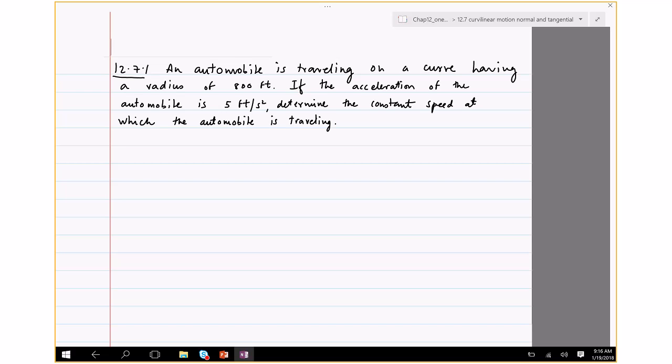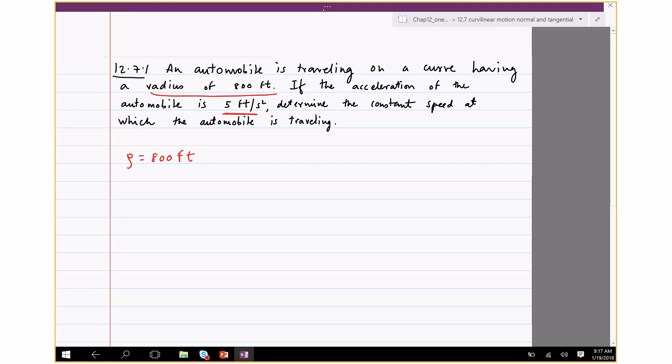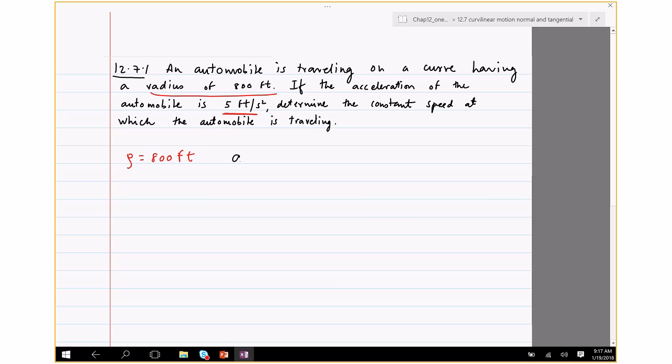An automobile is traveling on a curve having a radius of 800 feet. If the acceleration of the automobile is 5 feet per second squared, you're given the acceleration. You're not told anything about the tangential or normal acceleration, so the magnitude is 5. Determine the constant speed at which the automobile is traveling. So you have to find velocity, and you're also told that it is a constant speed.